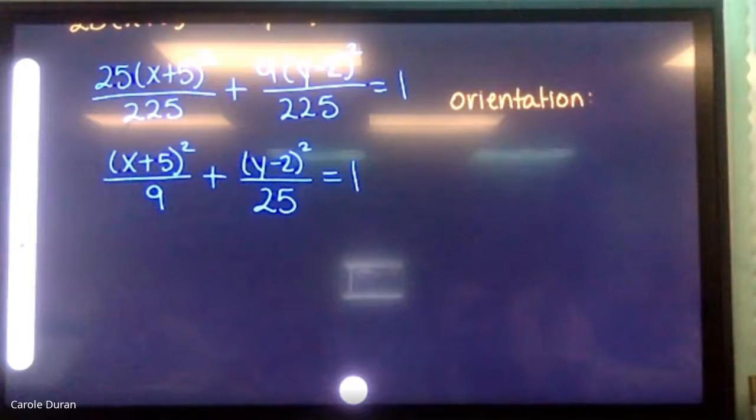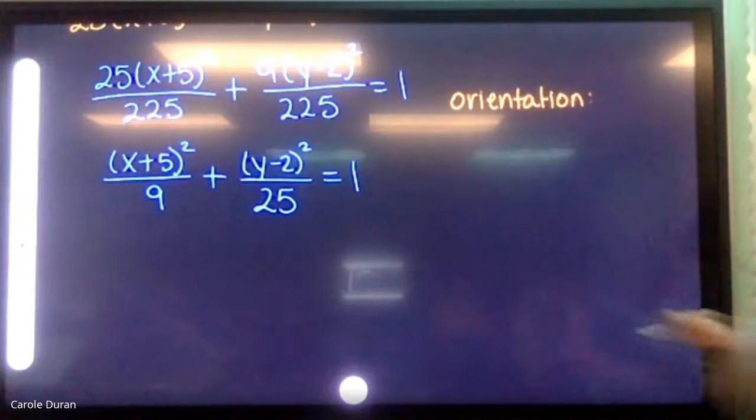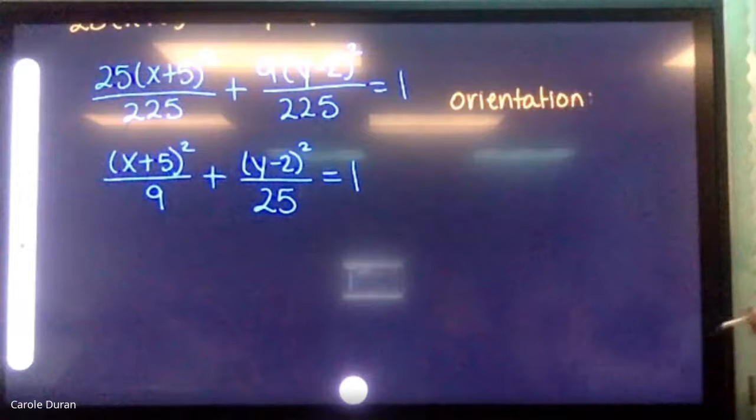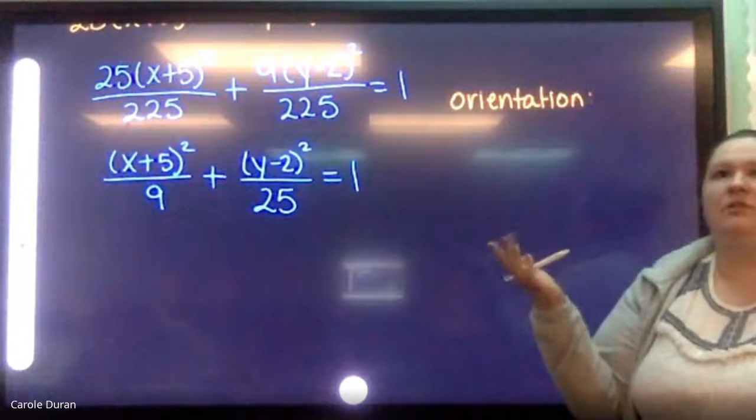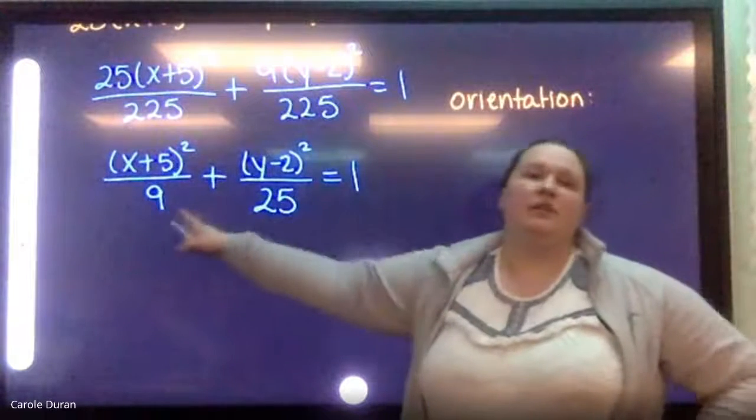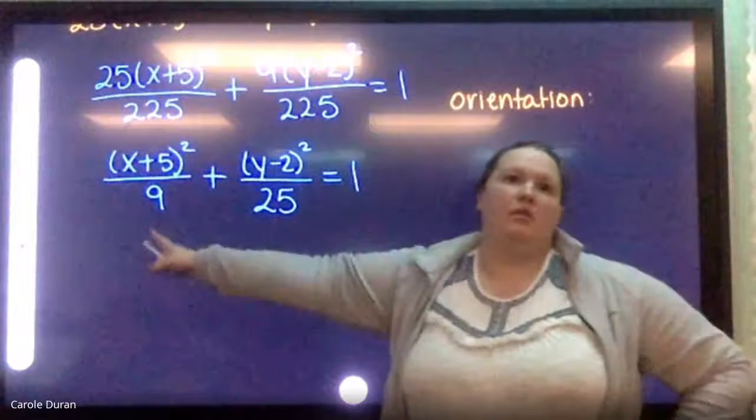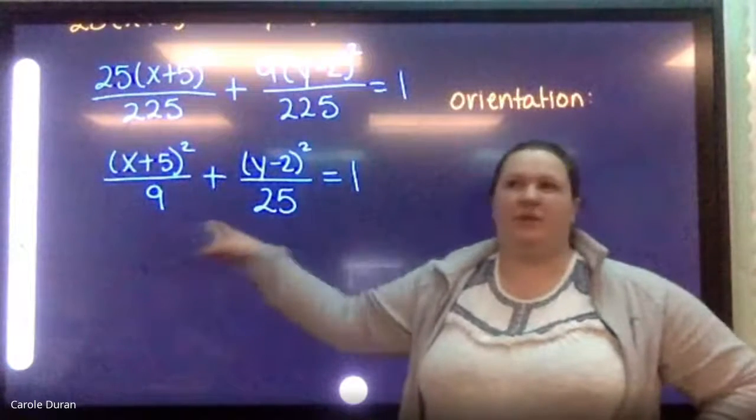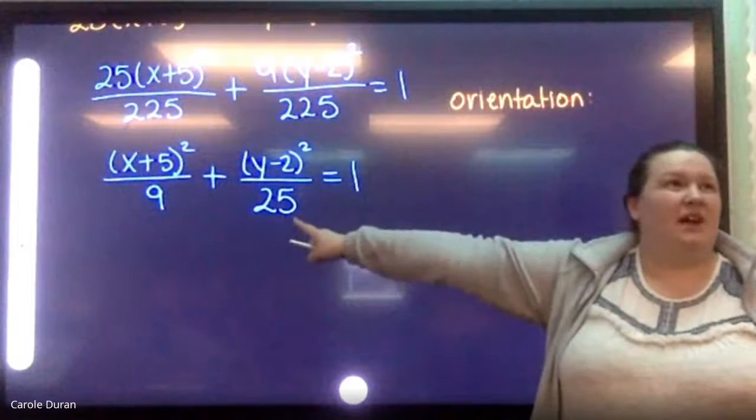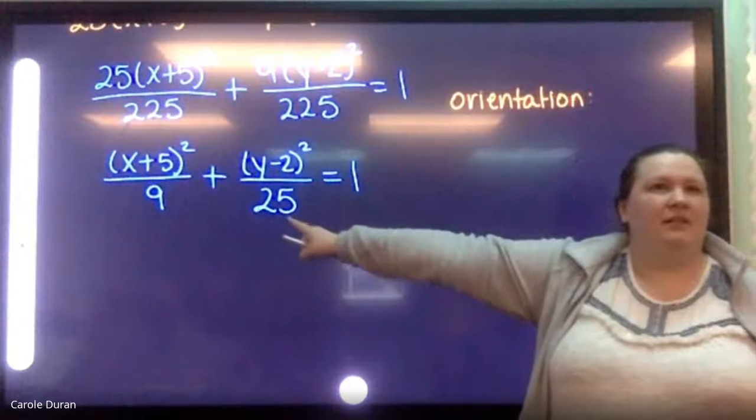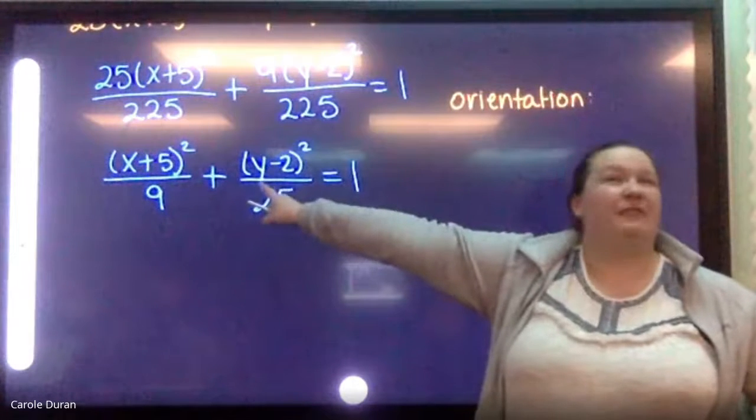Horizontal. Why do you say that? How do we know it's going that way? I haven't graphed it yet. Okay, A is always my biggest number, right? Which one of these 2 numbers is bigger? The 9 or the 25? Which one? Not a trick question. 25, which means this is my A, and what coordinate is above my A? Y, which means this is a vertical ellipse.